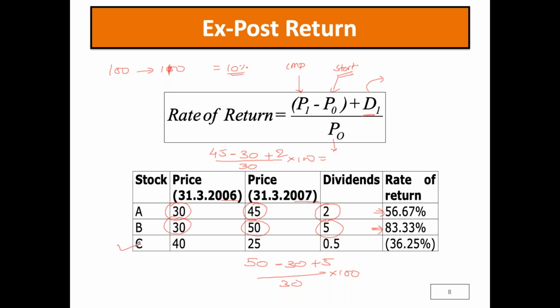Moving further, last one is interesting. It is having negative return. So is the reason. So 25 minus 40 plus 0.5 and divided by 40. It's not 25, right? Because this was my purchase price, 40 has been my purchase price and into 100. So just try to get the answer. I can read all your answers.